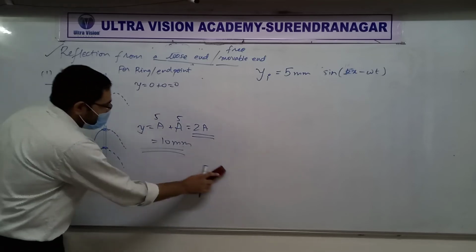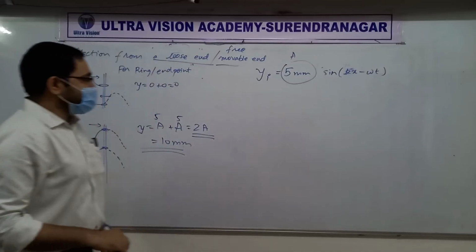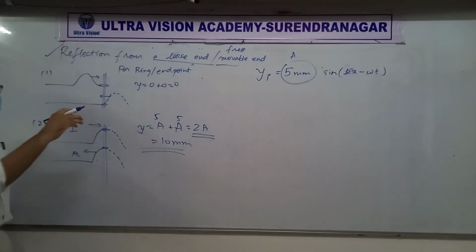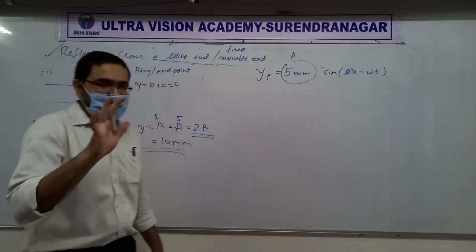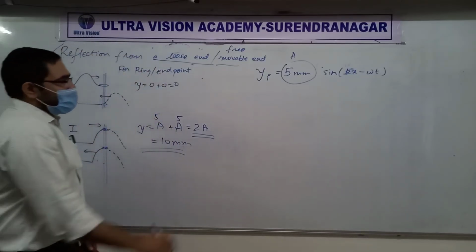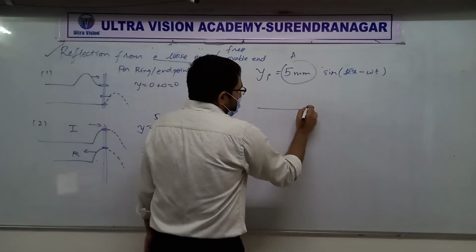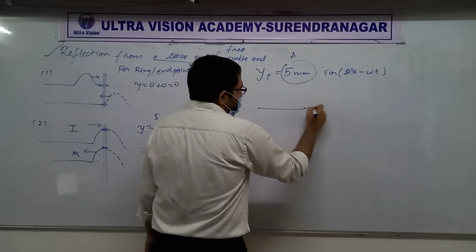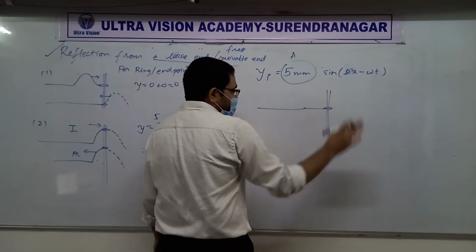Right? So here, even if this wave has amplitude 5 mm, still the ring will not get displaced by 5 mm. Its maximum displacement will be 10 mm. Maximum displacement. Clear? 5 for this wave, 5 for this wave. And then I just draw the last diagram. So the last diagram will be where the incident wave has completely gone, right?